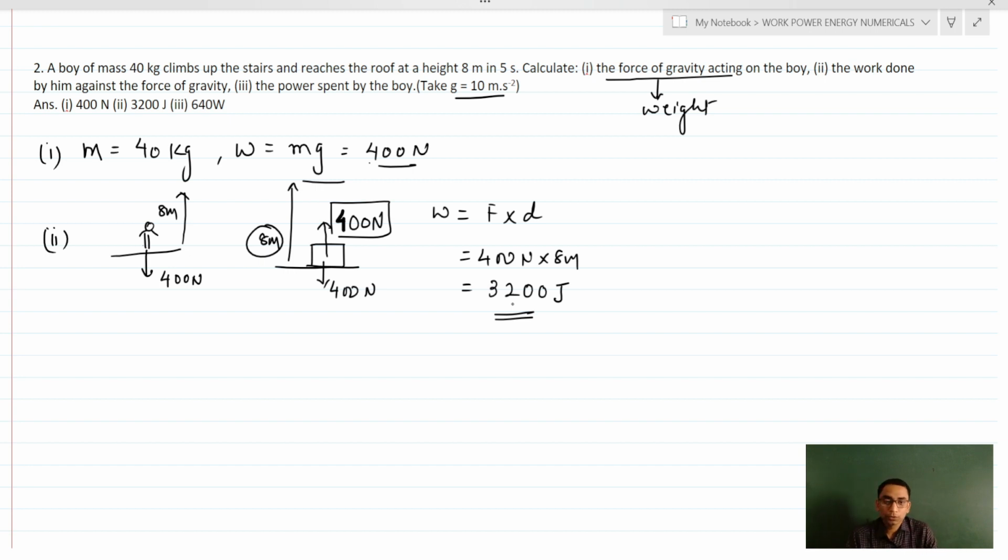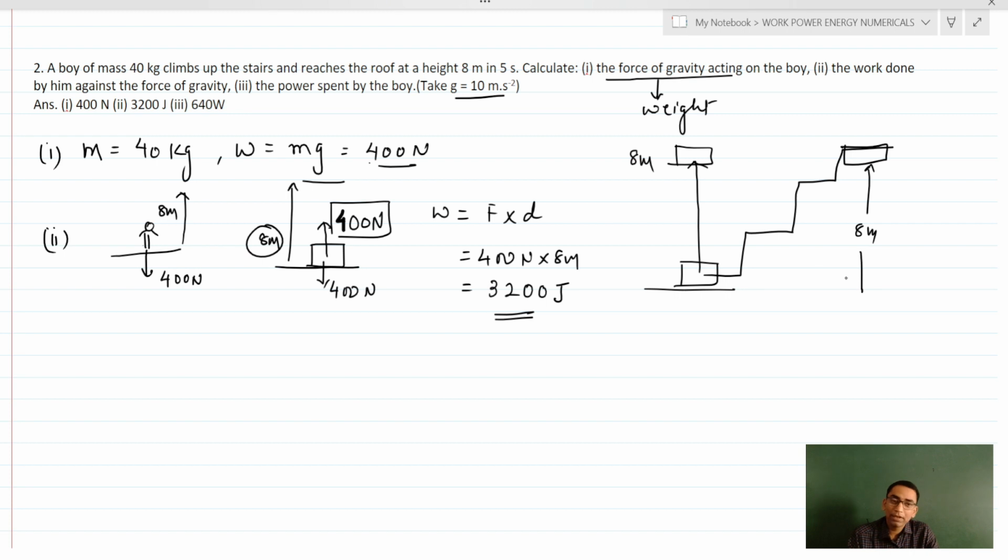Now a few facts that I would like to state over here. If the box would have gone straight upwards like this to a height of 8 meter above the ground, or if the box might have gone through stairs and finally reached the same location, then also the work done remains the same. I would also like to give you the shortcut. Work done against gravity is equal to the potential energy. So simply if you find the potential energy, that is equal to mgh, you would be getting the same answer. So the mass is 40 kg, g is 10, and again height above the ground is 8 meters. So again this is 3200 joules.